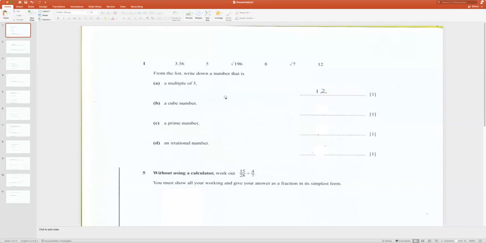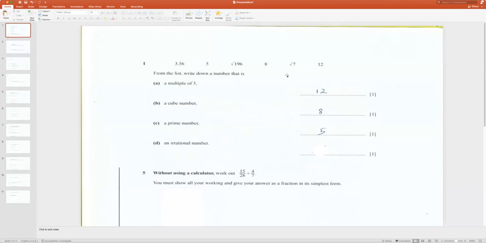Cube number: 2 into 2 into 2 is 8. No? 2 into 2, 4, 4 into 2, 8. So this is a cube number, no other cube number here. So the answer is 8. Prime numbers have only the same number and 1 as factors. So these are not prime numbers, they have factors. This is the prime number here. The answer is 5.